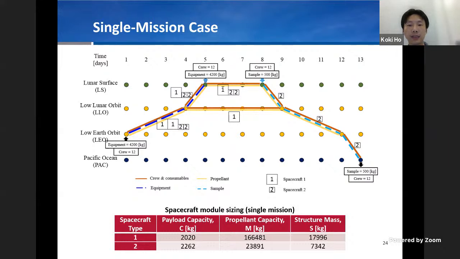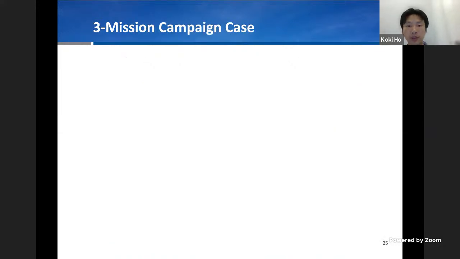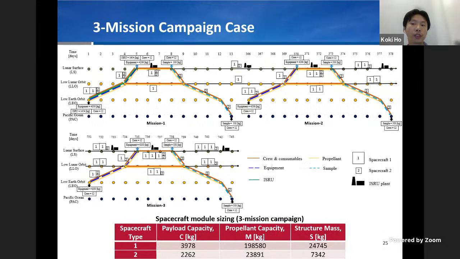You may notice that this is similar to what Apollo did, where they had one stage waiting in the low lunar orbit. But we didn't tell the optimizer to do that. The optimizer still came up with this kind of solution, which demonstrates how useful this kind of optimizer can be. And when we consider multiple missions, the optimizer can now consider the option of using resources from the moon. In this 3-mission case, we basically repeat the same mission 3 times, but the optimizer says that let's not just repeat, we can send some resource plant to the moon and use some resource from the moon. That actually can be more efficient for this particular case.